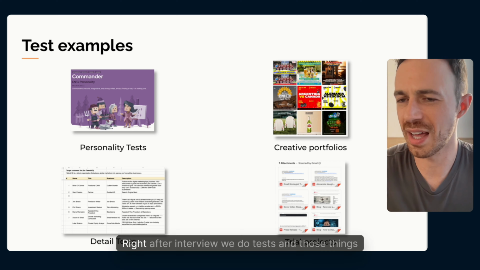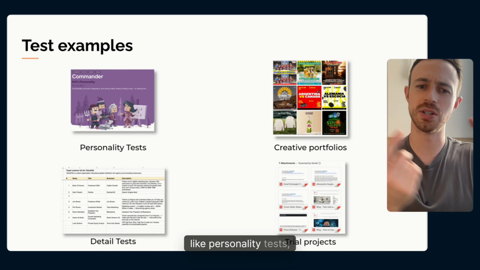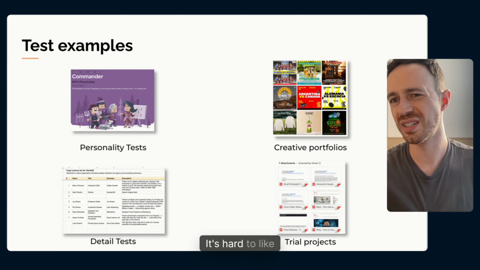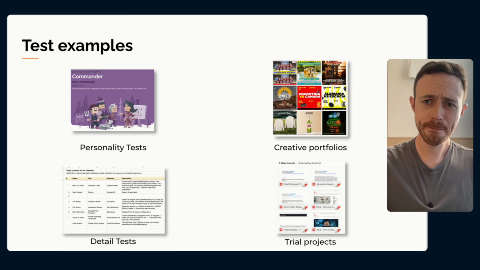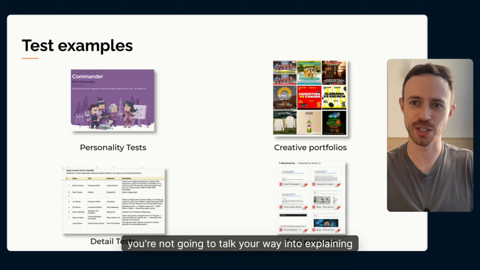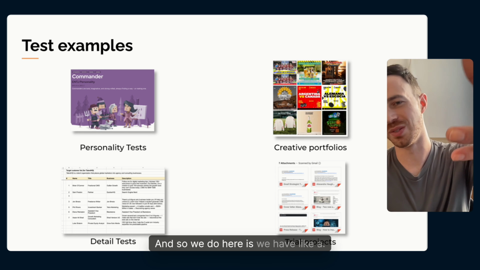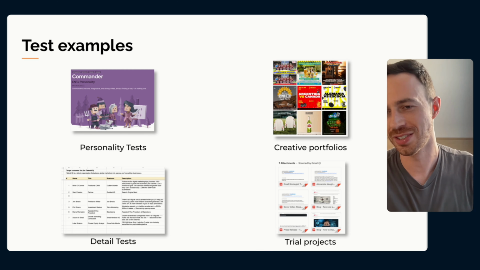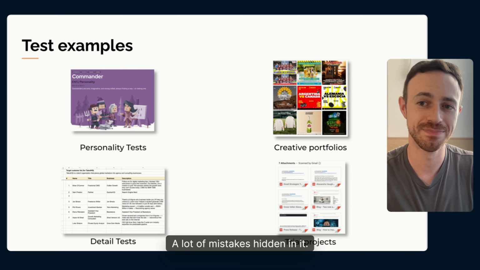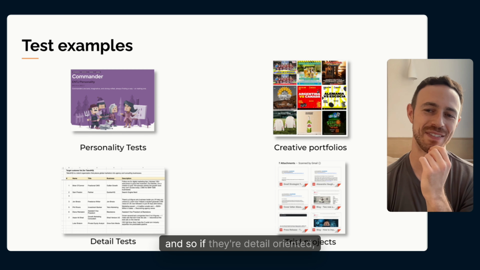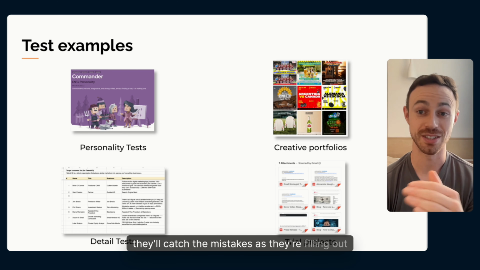Cool. Examples of tests, right? After the interview, we do tests. Things like personality tests, and detail tests are a big one, especially for very detailed roles. You're not going to talk your way into convincing me you're a detailed person, right? I've got to see it. And so what we do here is I made a fake database, right? A lot of mistakes hidden in it. Wink, wink, mistakes. If they're detail oriented, they'll catch the mistakes as they fill out the database.